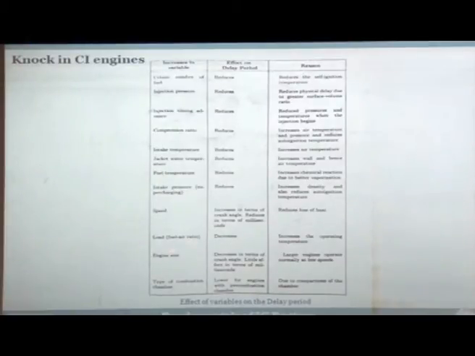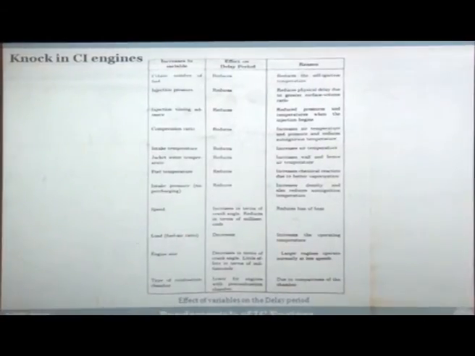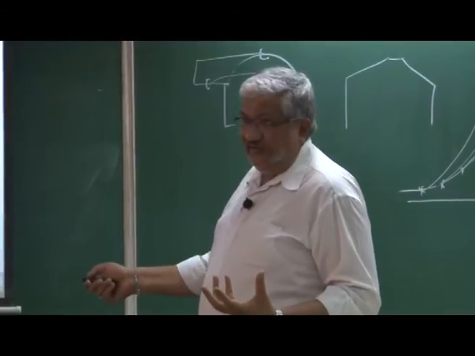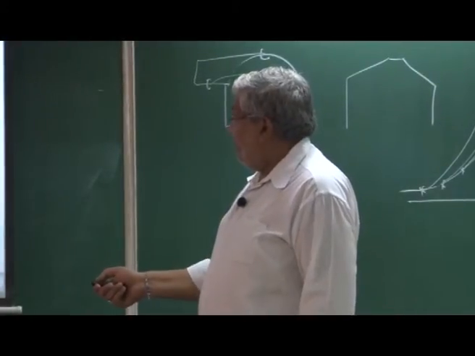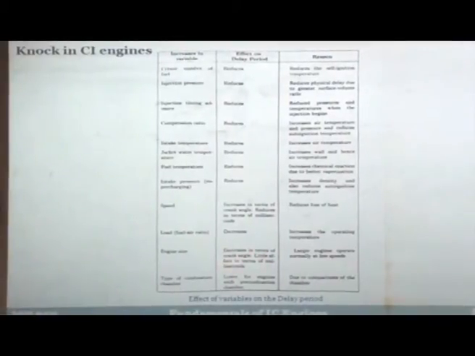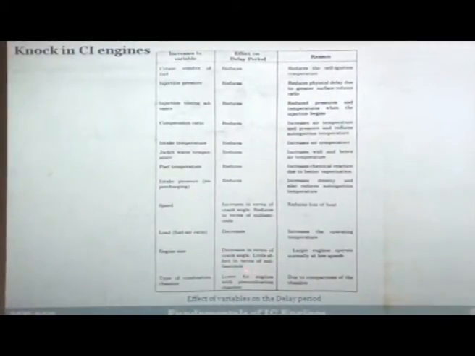If you increase the load, what does that mean? You are putting in more fuel, so you are increasing the cylinder wall temperature and the residual gas temperature, so this will also reduce the delay period. Then engine size: if you increase the engine size, the delay period will decrease in terms of crank angle, but it is not much affected in terms of milliseconds.